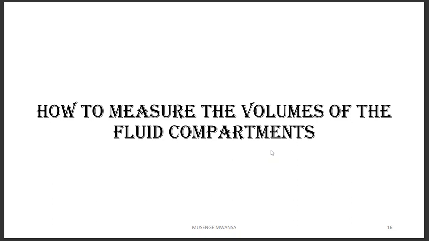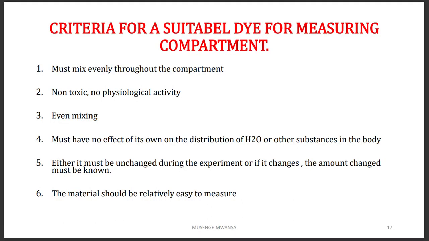Let's proceed from where we ended in the previous video, now to measure the fluids of the fluid compartments. So we've talked about the body having ECF and ICF, ECF being divided into plasma, interstitial, and transcellular. Now, how do we measure those fluid compartments? We are going to use what we call the dilution method.